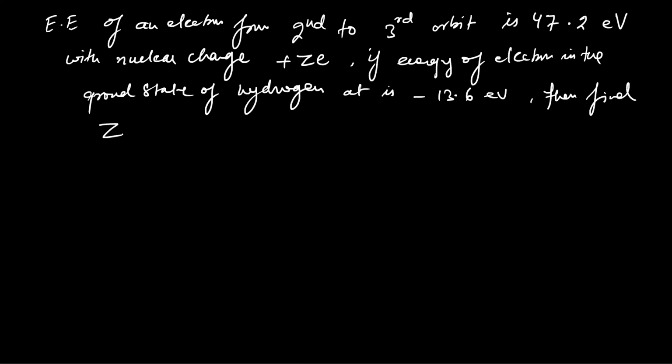What is actually given to you is 47.2, the energy of the electron when it jumps from second to third orbit. So this is given to you, that is 47.2 electron volts. It is actually the energy of the electron when it jumps between third and second orbit.